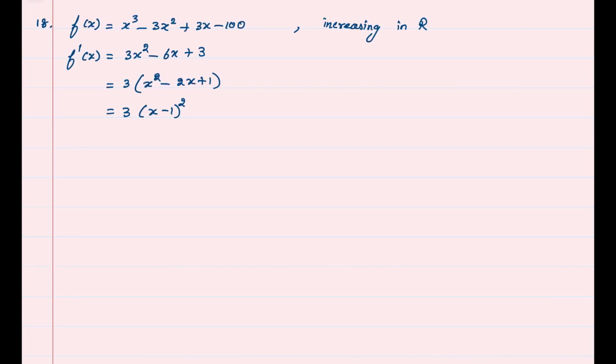And look at this function. It is always positive. 3 is a positive number. X minus 1 the whole square is also positive. So, we can say greater than 0, and at x equal to 1, it becomes equal to 0. Therefore, f dash of x is greater than or equal to 0. Therefore, we can say that f of x is increasing in R. We cannot say strictly increasing because f dash of x becomes 0 at x equal to 1. So, when f dash is greater than or equal to 0, we say that the function is increasing.